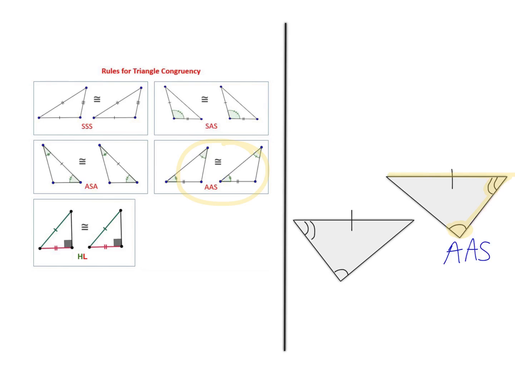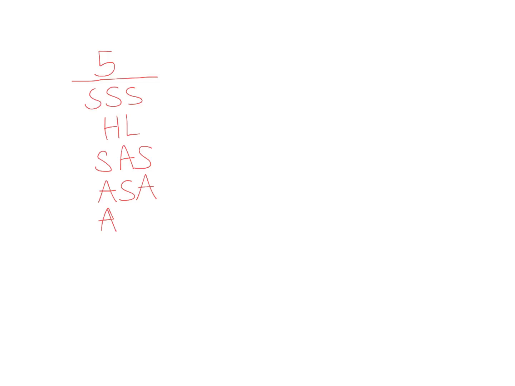Now, you might be wondering, is there another arrangement of the letters S and A that maybe we haven't looked at yet? So I want to write something down and see if you catch on to this. So I'm going to show you the 5 postulates that we have gone over and that are triangle congruency postulates. So we have side, side, side, hypotenuse leg, side, angle, side, angle, side, angle, and angle, angle, side. Okay, there's one more arrangement of these letters that doesn't work.